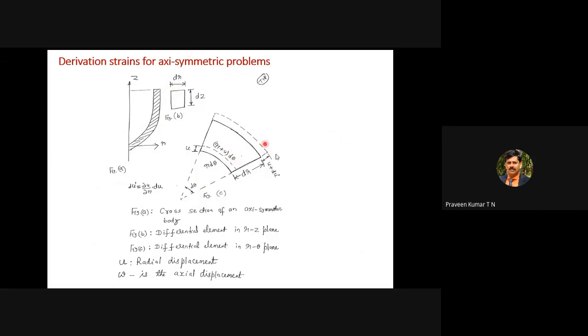Now if you consider the outside surface, imagine you have a tall chimney and you are seeing the outside surface. The outside radius is increased by a small amount, u plus du. Du is del u by del r; we have the formula for du that we'll discuss. Here u is the displacement along the radial direction, and w is the displacement along the axial direction or z direction.